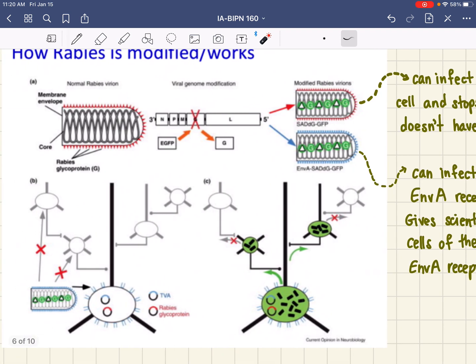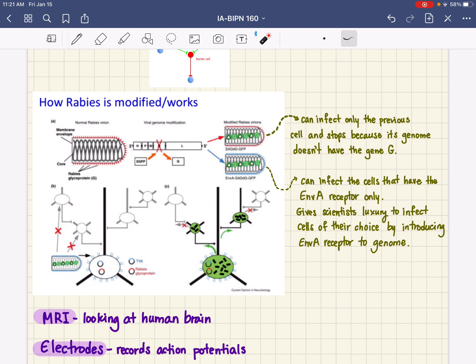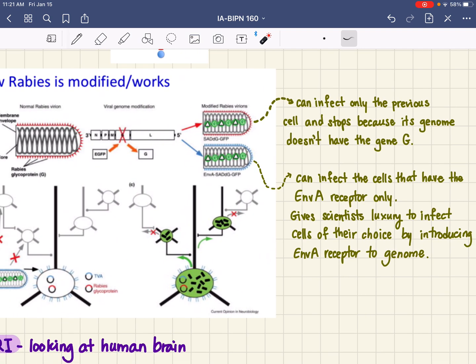Okay? And again, the red form, when they just added synthetic glycoprotein, is used to allow the infected neuron to infect the neuron previous to it, but only do it once, for single use only. Okay, I made a summary here, maybe this can help. So this version can infect only the previous cell and stops because its genome doesn't have the gene G, because we took it out. And this type can infect the cells that have the ENVA receptor only, and this gives the scientists the luxury to infect cells of their choice by introducing ENVA receptors to the genome of certain neurons that they want to infect.